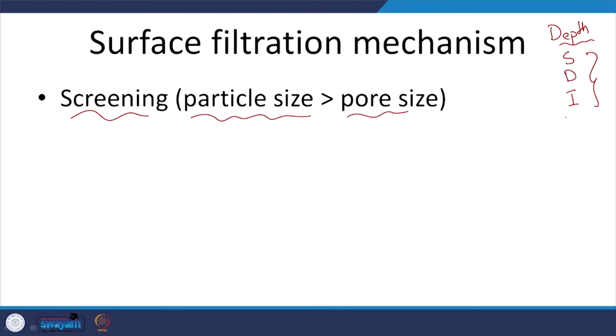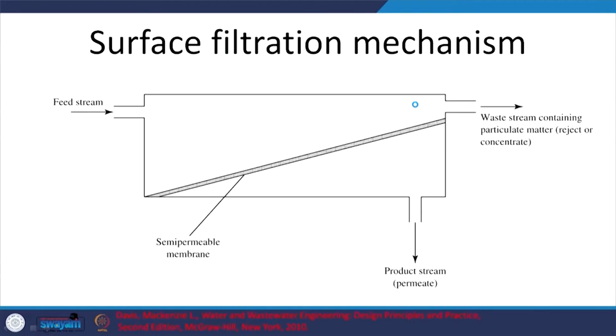Here this was with respect to depth filtration, but with respect to surface filtration, when we have the ultrafiltration or microfiltration mechanisms or membranes, what is the primary mode? It is screening. So, for screening to occur, what needs to happen? The particle size has to be bigger than the pore size, that is the primary aspect.